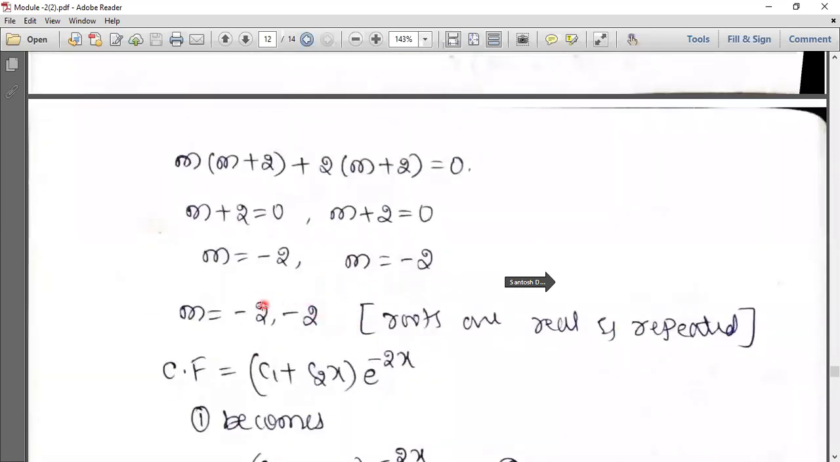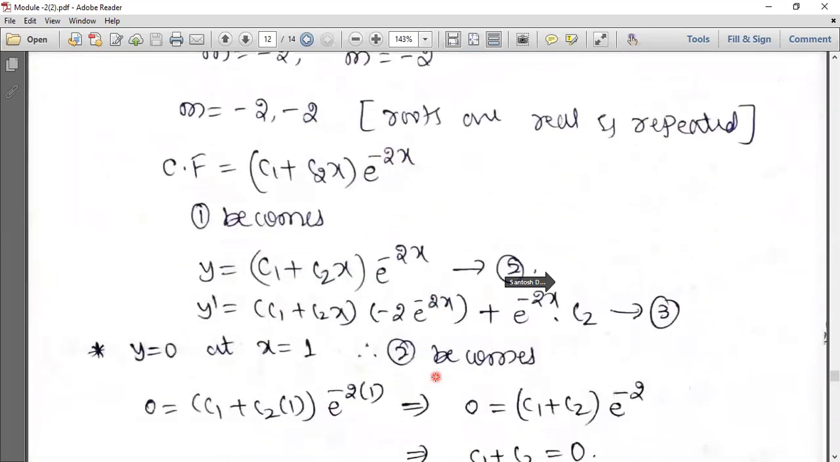So minus 2, minus 2. You can see the roots are real, but they are repeated, two times. Whenever roots are real and repeated, this is the general formula, as you saw earlier: c1 plus c2 of x into e raised to mx. m is minus 2 here, so e raised to minus 2x. This I have to substitute in equation number 1, because that equation is a homogeneous equation.